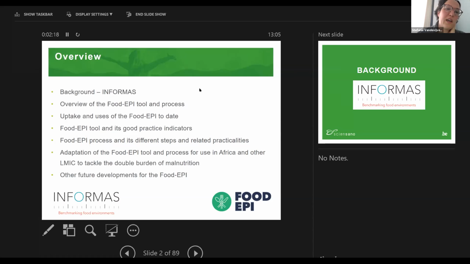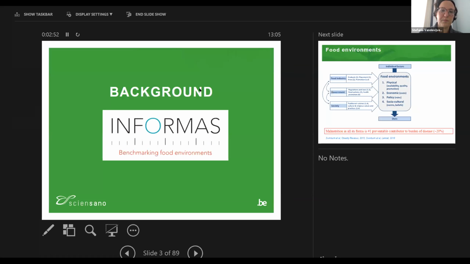First, I'm going to give a broader overview of the tool and the process so that you understand what it is about, and also a bit on which countries have used it to date. Then I'm going to go into more detail about the tool specifically and its indicators, and also the process and the different steps involved. And if there's still a bit of time, we can look a little at the future and what's planned in terms of future development for this tool.